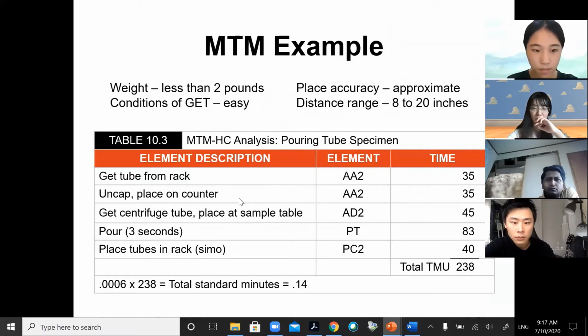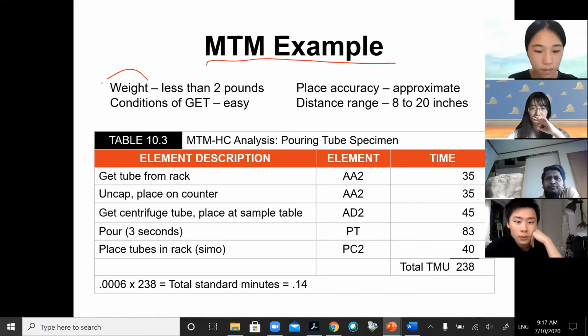I'm not going to go into detail, I'm just going to tell you roughly what it is about, because it is a standard time from different elements that have already been established. This really needs training. You become an MTM certified analyst. For example, you are going to do this work, get tube from rack, so get and place.